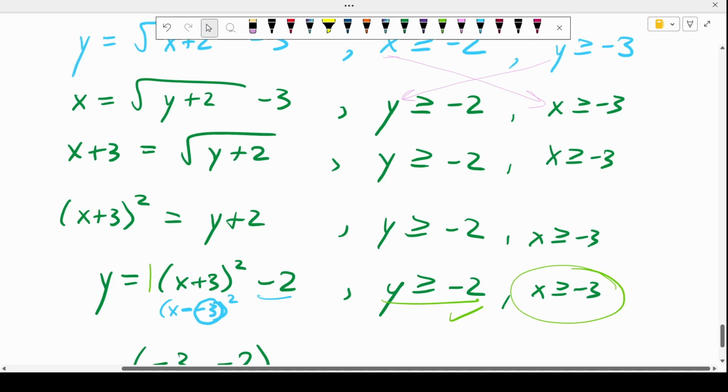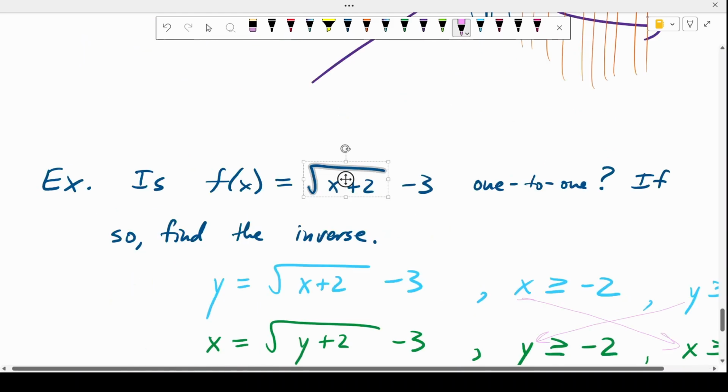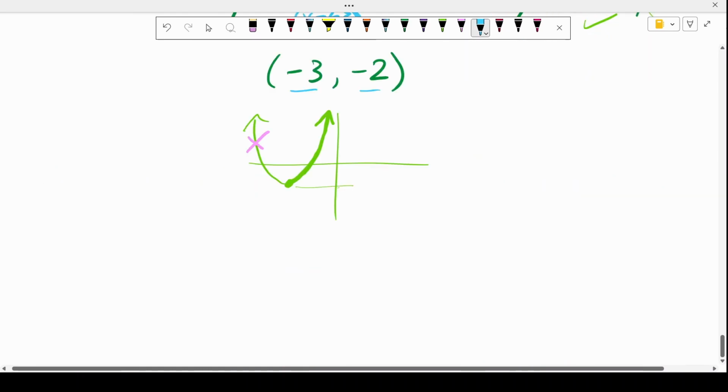Okay, so altogether then, our original function is this one here, f of x equals root x plus 2 minus 3. So we have f of x equals root x minus 2 or plus 2? Plus 2. Plus 2 minus 3.